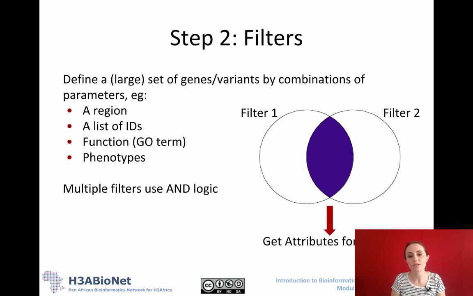Your next step is filters. By defining your database, what you've then said is, right, I'm now looking at all the genes in human. You want to filter that down to the ones that you might be interested in, which could be by putting in a genomic region or a selection of genomic regions. It could be a list of identifiers. It could be a GO term, and you want to get all the genes which are associated with that GO term. It could be phenotypes. And if you use multiple features, they use AND logic.